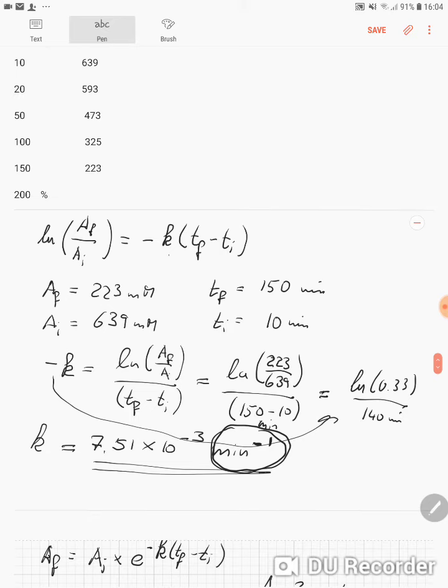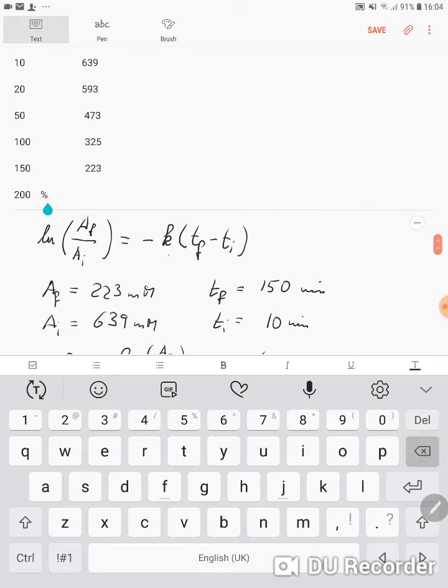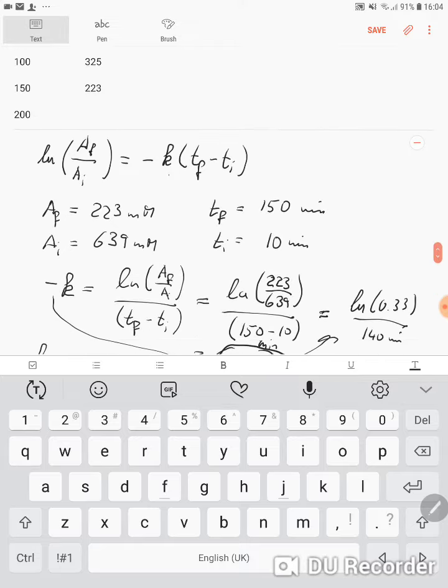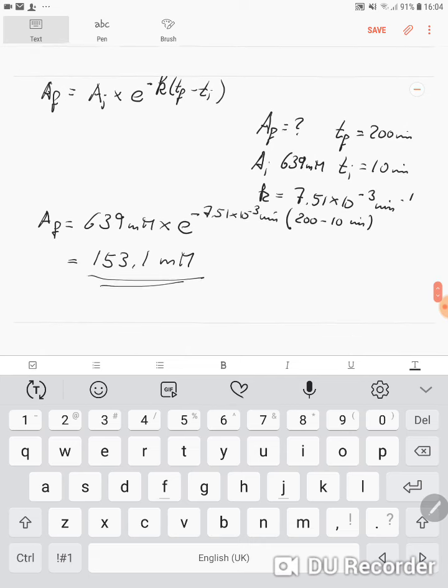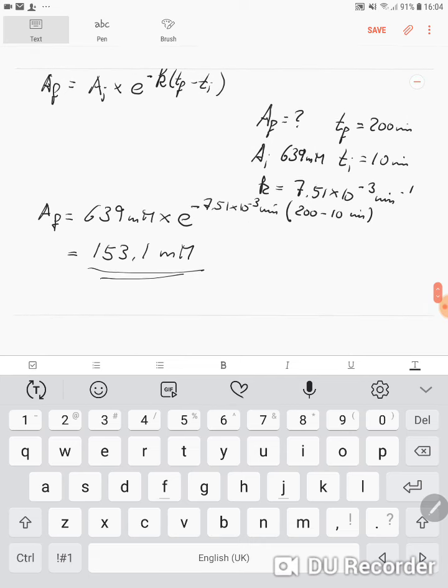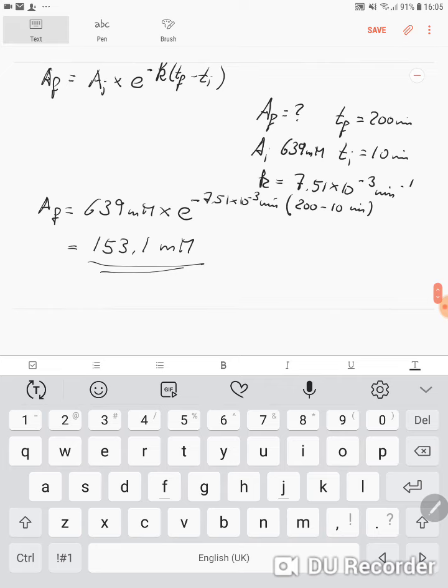Now a quick check for our data table. We see that the value for 200 minutes, 153, is clearly below the 223 millimolar that we had for 150 minutes. So that is indeed a value that does make sense. I wanted to see this 153 millimolar, and important is that it again has a concentration unit attached.